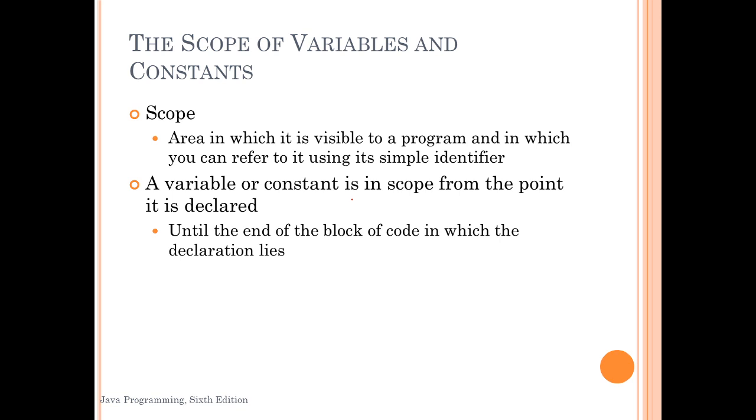The scope of a variable is the area in which it is visible to a program, in which you can refer to it using a simple identifier. Halimbawa, ito yung class mo. Class and then halimbawa stud. So, yung scope niya is within the curly brackets. Laging ganun yun. Yun yung scope ng ating mga variable.